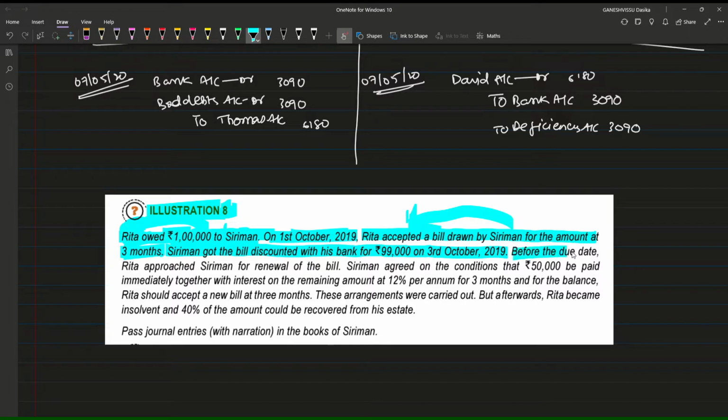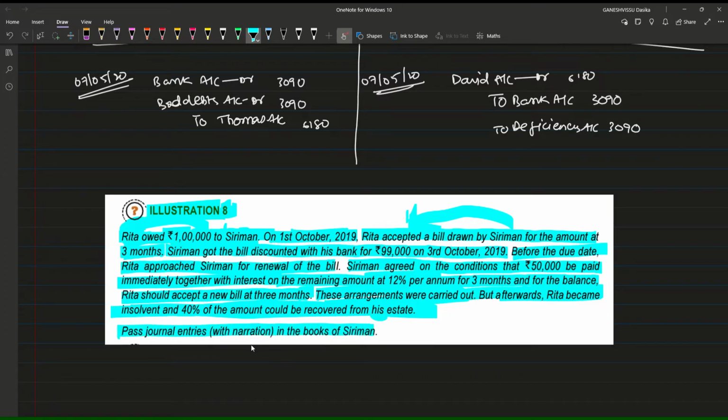Okay. Before the due date, Rita approached Siriman for the renewal of the bill. Siriman agreed on the conditions that 50,000 be paid immediately, along with interest on the remaining amount at 12% per annum for the 3 months, and for the balance Rita should accept a new bill at 3 months. Okay, these arrangements were carried out, but afterwards Rita became insolvent. Only 40% of the amount could be recovered from her estate. From her estate is the correct phrase, because Rita is a girl, right?